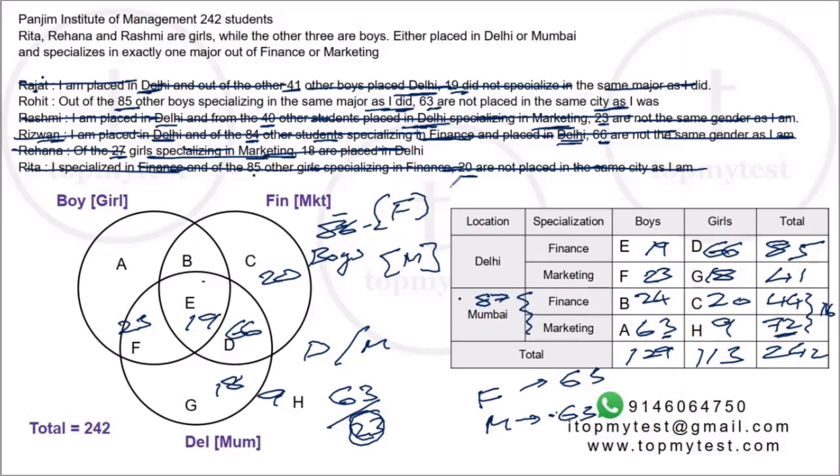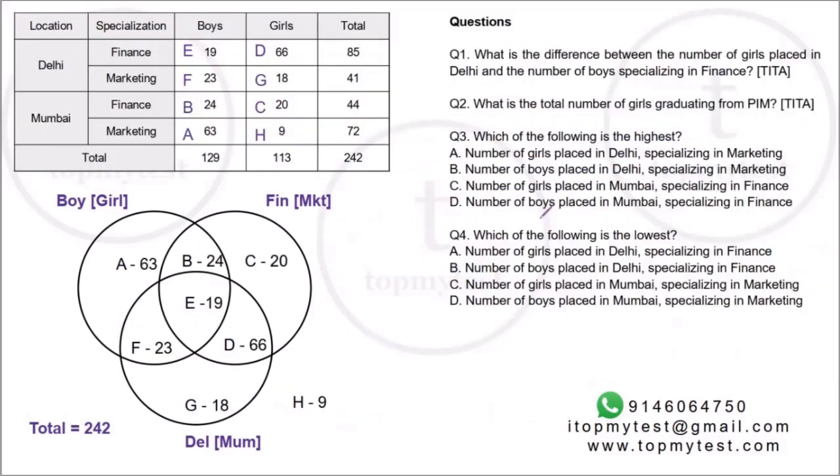I've already answered one question. Let's go to the questions and knock them off. Question number 2 we have already answered. What is the number of girls graduating from PIM? That's 113.